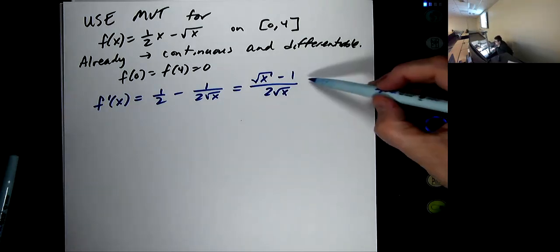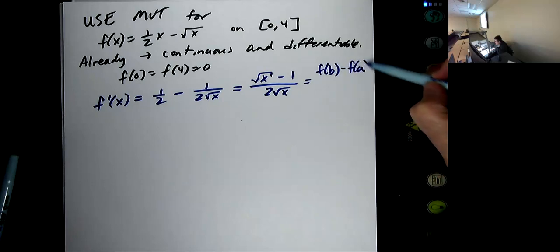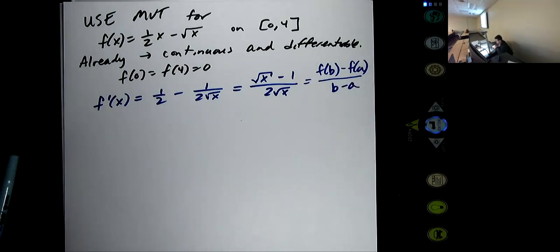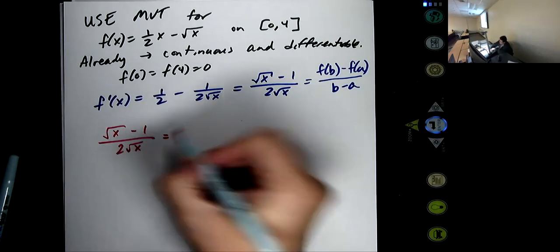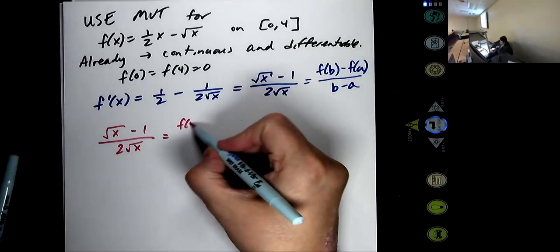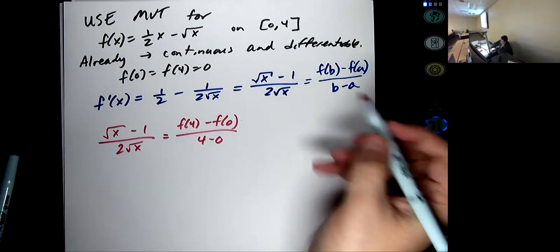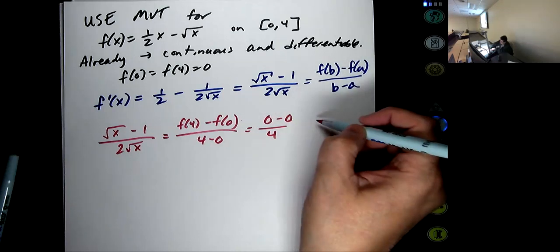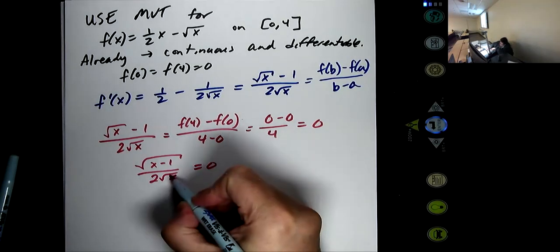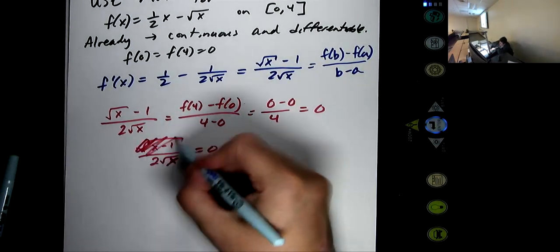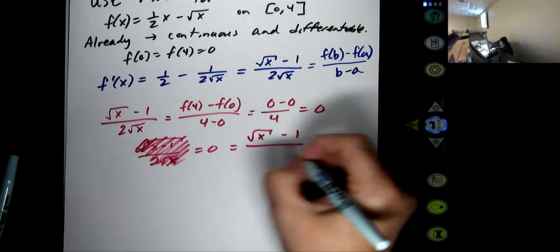We want to set that equal to f of b minus f of a over b minus a. We already showed, well, f of 4 minus f of 0 over 4 minus 0. We already showed those two were both 0 though. So the right side here equals 0. And we have square root of x minus 1 over 2 root x equals 0. Nope, not the way I wrote it. Square root of x minus 1 like that over 2 root x.